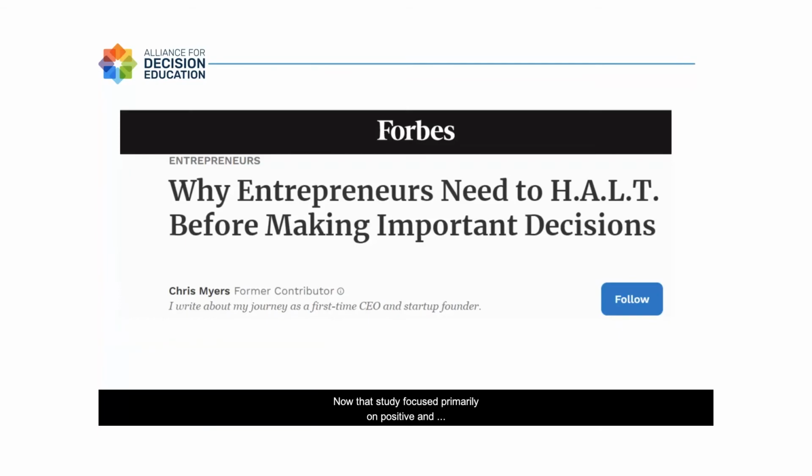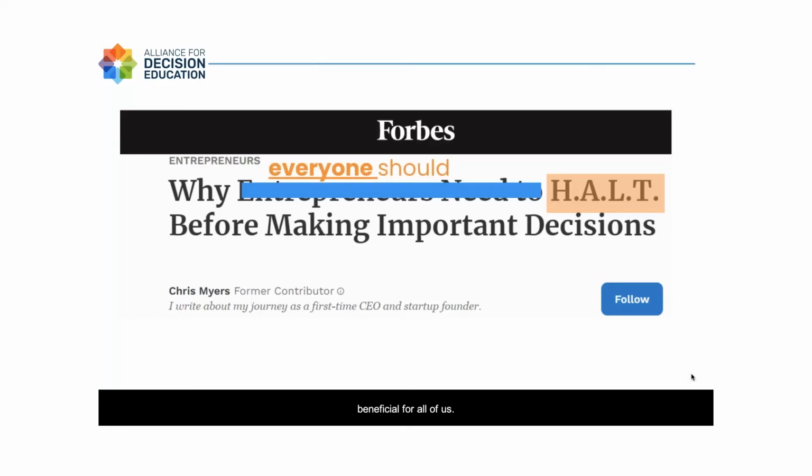Now, that study focused primarily on positive and negative moods, but researchers have identified specific other moods you might want to think about or evaluate before making important decisions. One mnemonic device for this is HALT, which stands for hungry, angry, lonely, or tired. And what research has shown is that it's really helpful to halt and not make decisions when you're hungry, angry, lonely, or tired, because these states of being can impact your judgment. Now, this article here in Forbes was focused specifically on entrepreneurs needing to halt, but many researchers have shown that this is something that's beneficial for all of us.